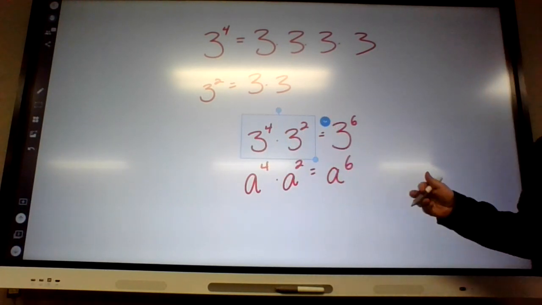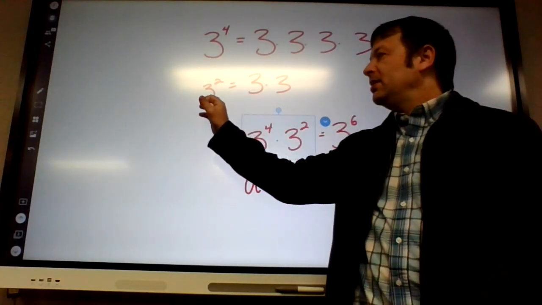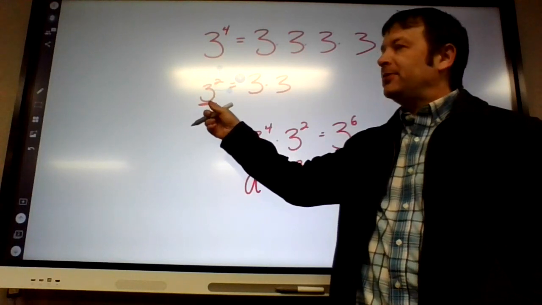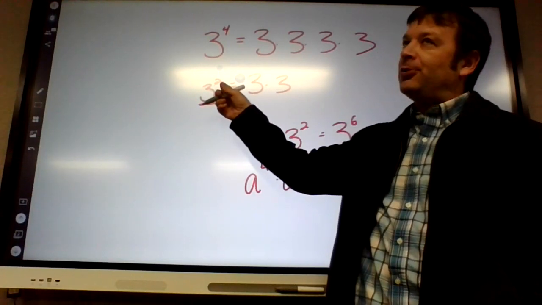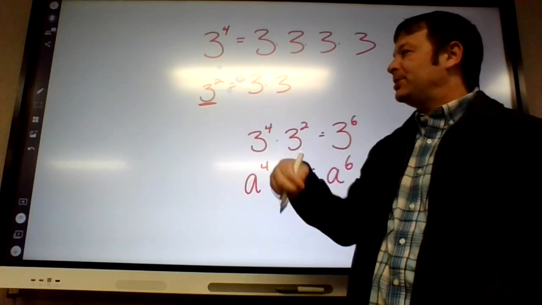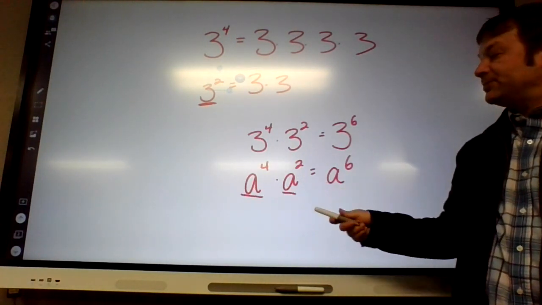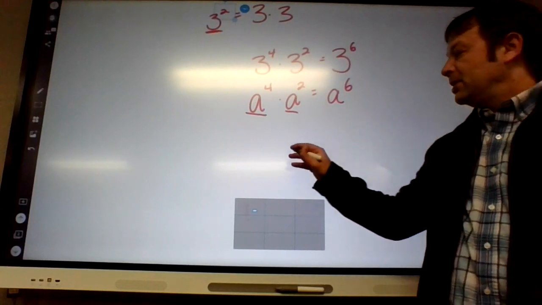You guys know what a base is? If a number has an exponent, the number is called the base, and this power is called an exponent. Power and exponent mean the same thing. So a to the 4th times a squared is a to the 6th.